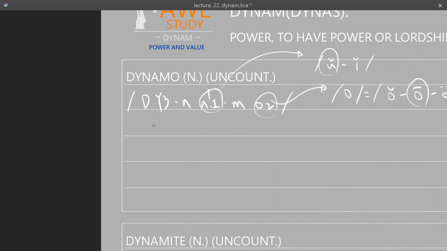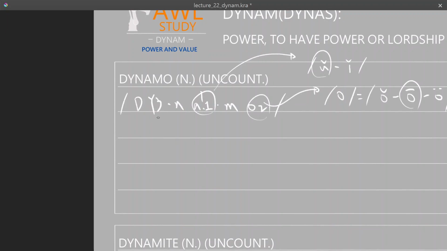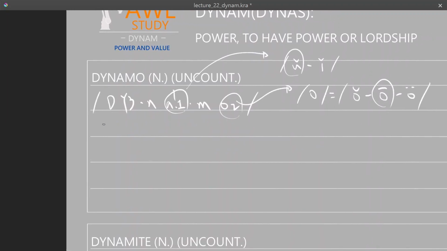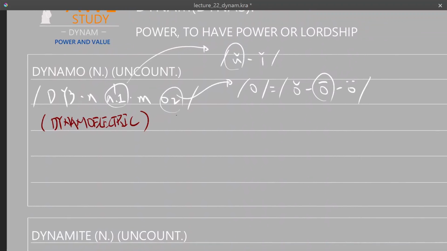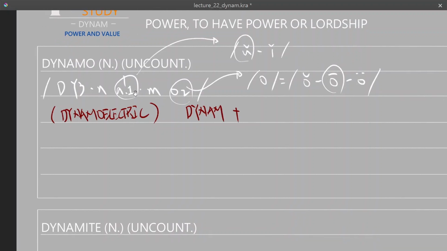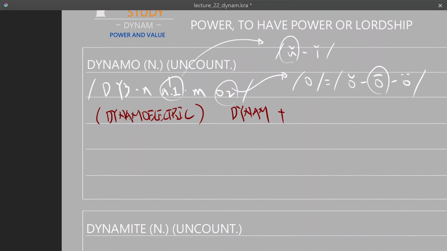Dynamo is the short form of dynamo electric machine. So we have the root dynam, meaning power or to have power.